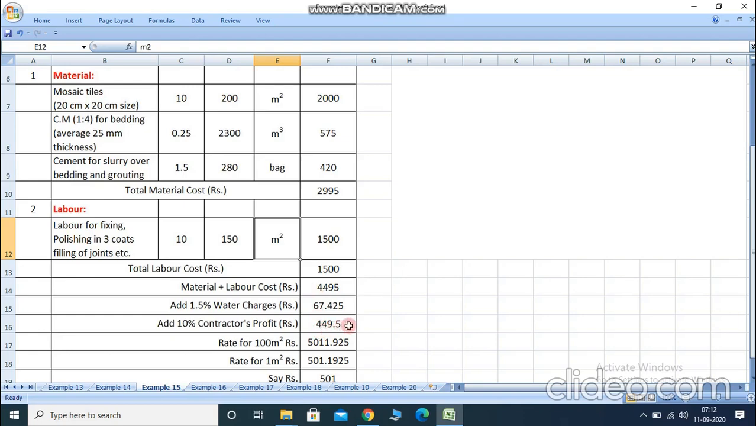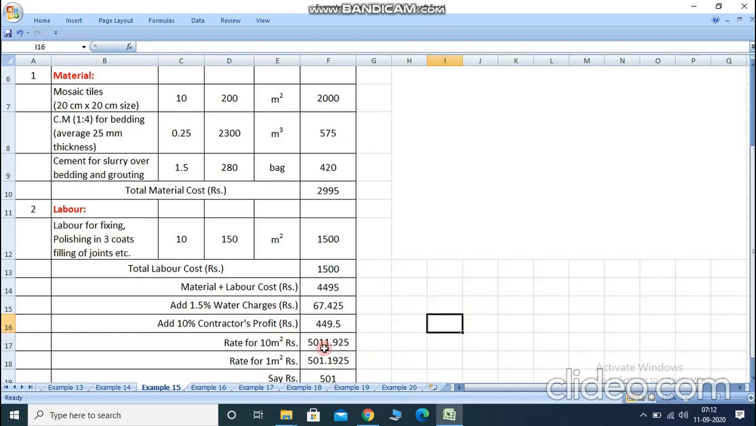so 449.50 paisa is the total amount of contractor profit. And then after summation of the material cost and labor cost, 4495 plus 67.425 as water charges, and 449.5 is the 10% contractor profit. So summation of all these three values, we got the answer for the rate for 10 meter square mosaic tiles, the rate is 5011 rupees 9 paisa.